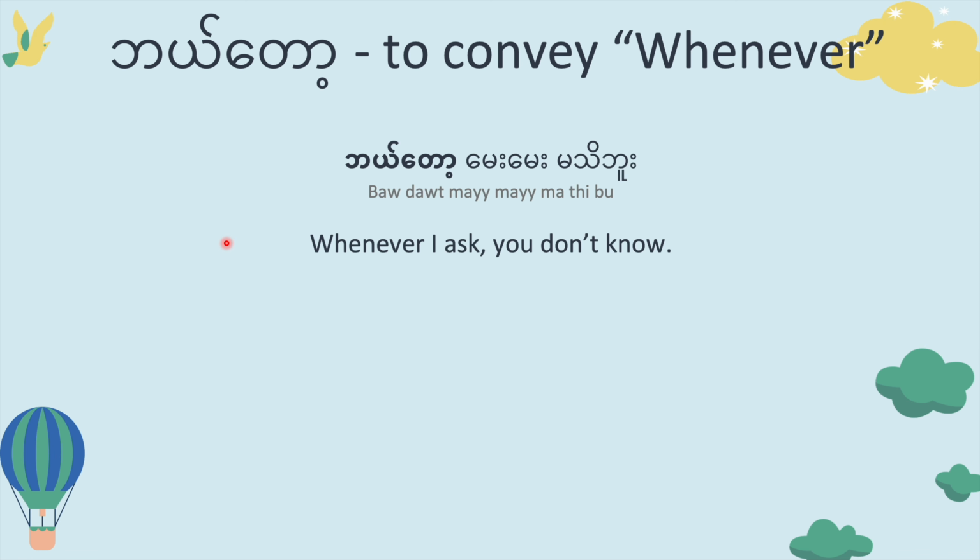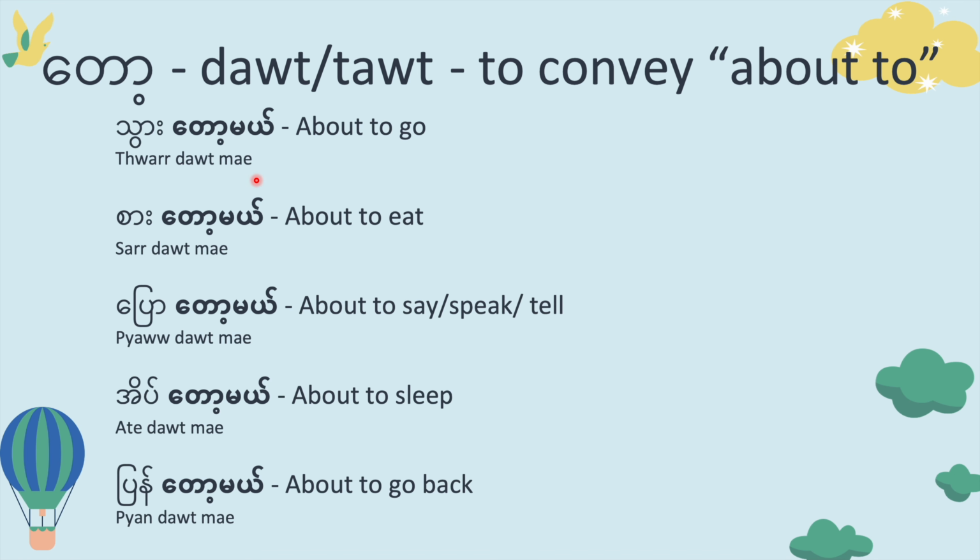Okay, this is the end of the examples of using တော့ for when. But let me end the video with this slide, which shows how to use တော့ to convey about to. So you can say သွားတော့မယ်. သွားမယ် means you will go, but when you are about to do something, you are about to go, then you can say သွားတော့မယ်.